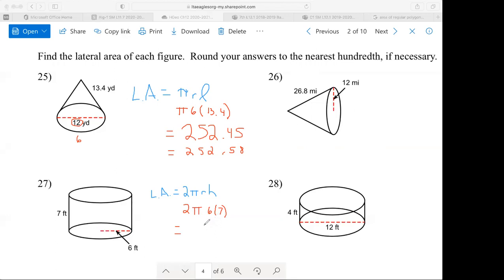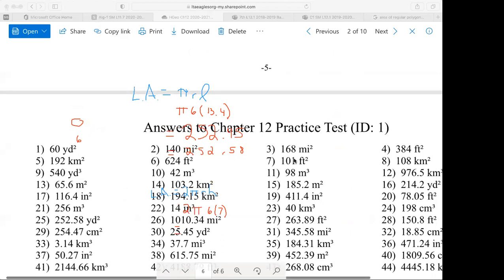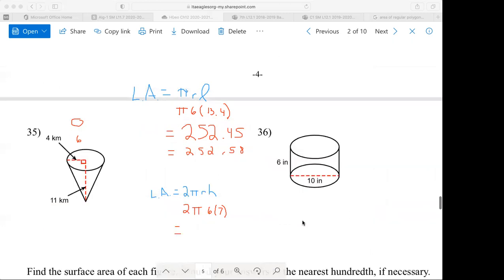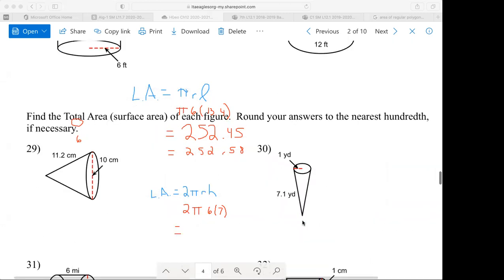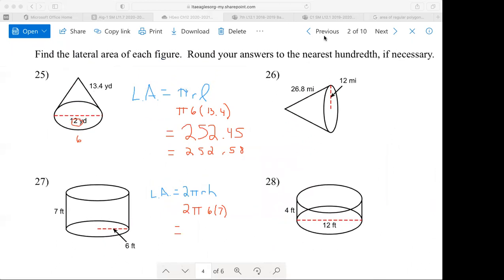All right, the second one, what did you say the answer was for number 27? Using 3.14, it is 263.76. And if you notice on here, they say 263.89. So the reason why they get a larger number is because they're using more digits of pi. We stopped at 3.14. So that's why it's different. All right. Okay. So that's lateral area, no big deal. We will do total area here.